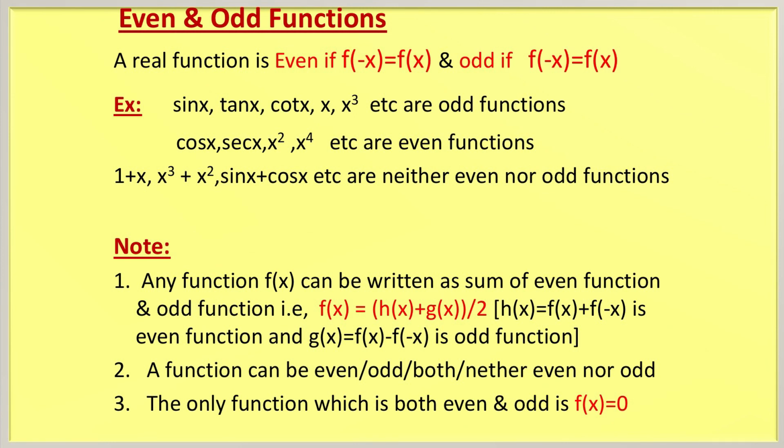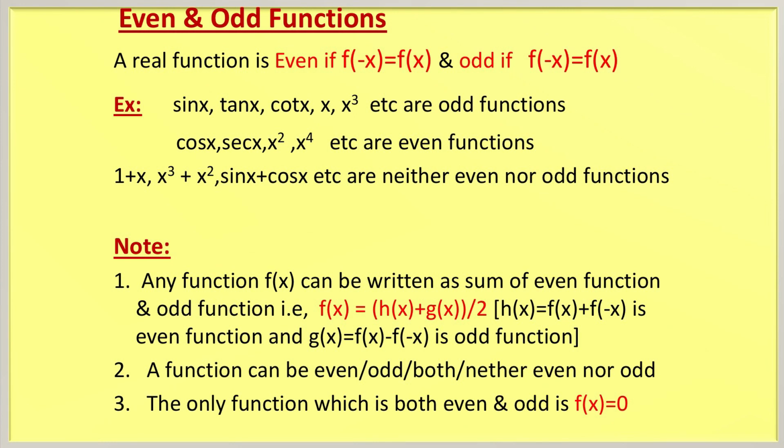There are some examples written: sin x, tan x, cot x, x, x cube are odd functions. How will sin x be an odd function? Because if you put sin of minus x, it will be minus sin x. If you put tan of minus x, it will be minus tan x, and cot of minus x will be minus cot x. And for x cube, minus of x cube is equal to minus x cube. Similarly, cos x, sec x, x square, x4 are even functions.